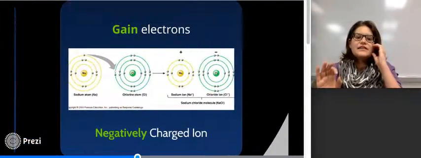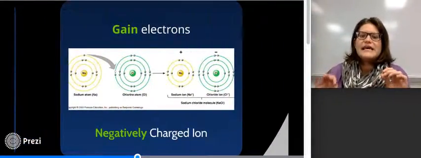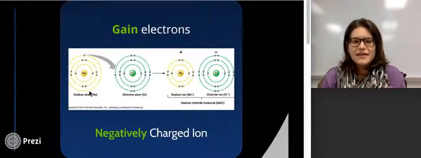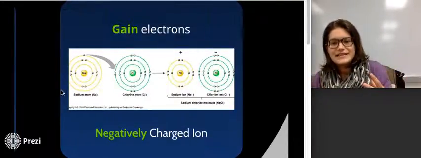Then we've got the negatively charged ions, the anions. Those want to gain electrons. So you kind of see how, oh, hey, look, I want to lose 1, you want to gain 1. That works out really nicely.